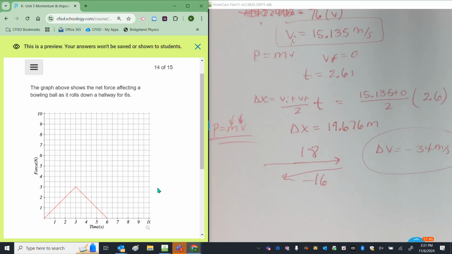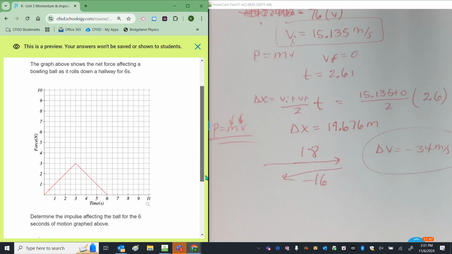All right, I know how much you guys love this question. Y'all have seen this before a couple times. It says the graph below shows the net force acting on a bowling ball as it rolls down a hallway for 6 seconds. Determine the impulse affecting the ball for the 6 seconds of the motion graphed above. This is what you did in your lab. The impulse from a graph that looked like this, your graph looked like this. I mean, it was curved, but it looked like this.